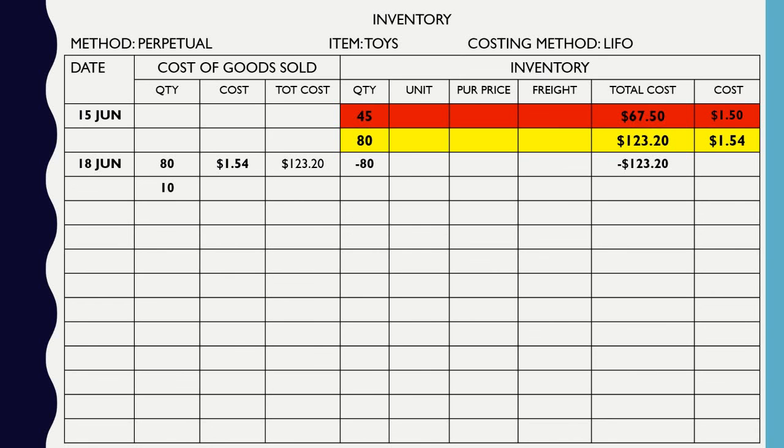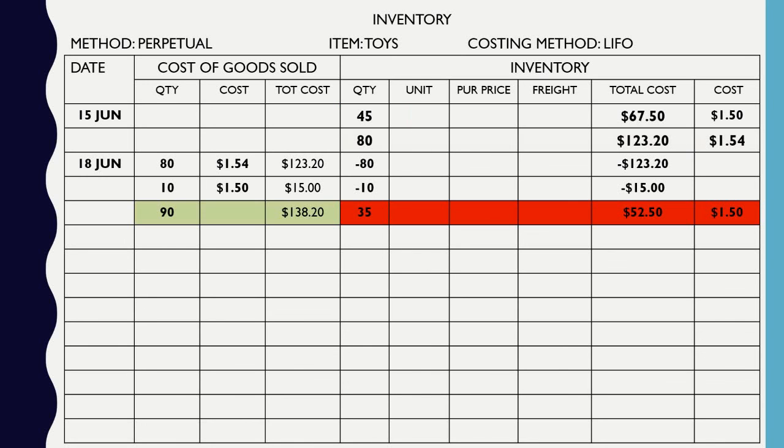So we're going to wipe that out. And then now we're going to calculate our 10 items at $1.50, which gets you $15. And we're going to eliminate that from our red batch. And we're going to now adjust our inventory, so now we have a remaining 35 of our red batch.